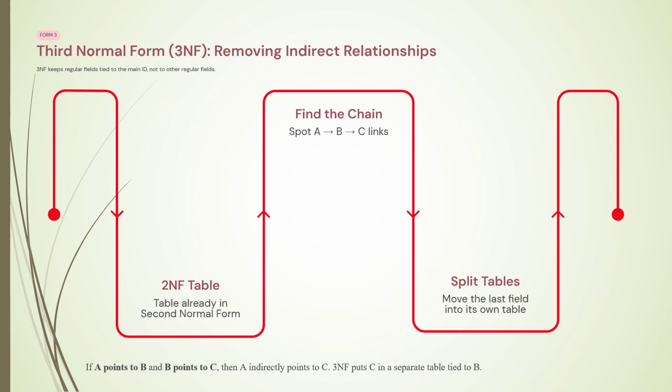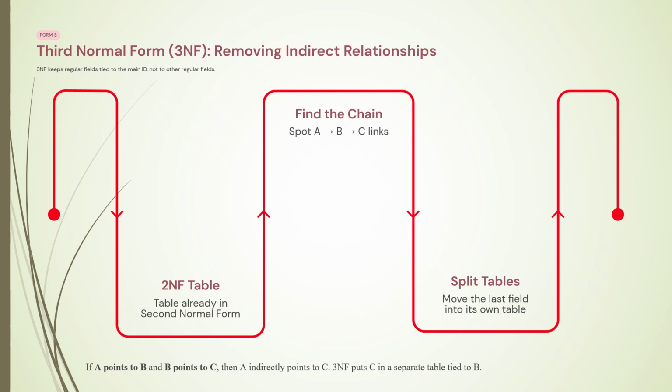So let us see an example scenario to understand third normal form. Here, a 2NF table is there. That means 2NF is a prerequisite for third normal form. A table must be in 2NF, so the table is already in second normal form. Now, a chain is found here, like A determines B, B determines C. This is a chain link.